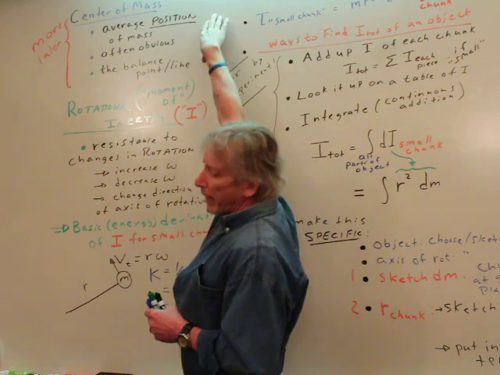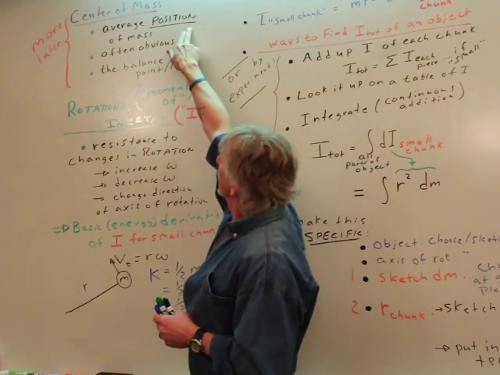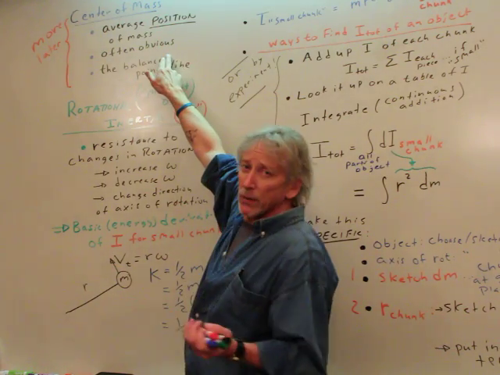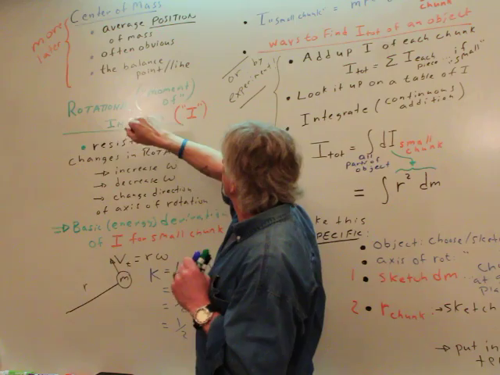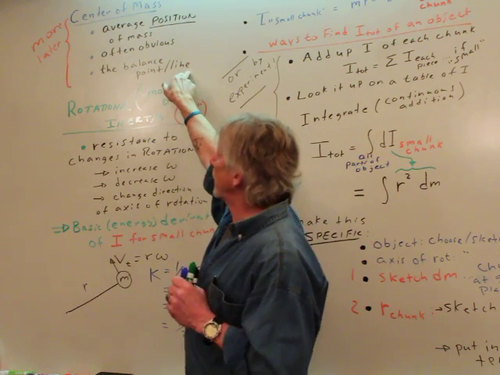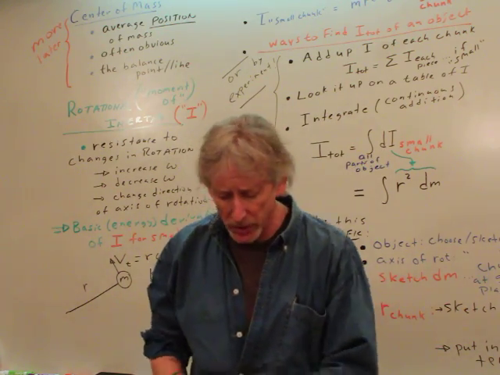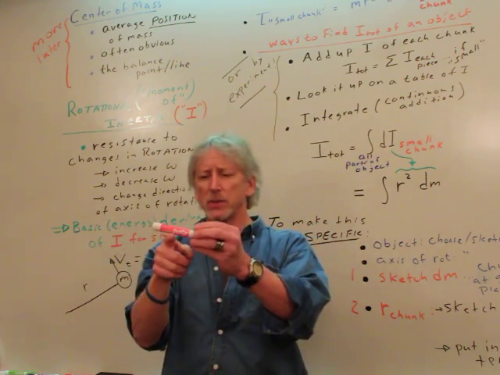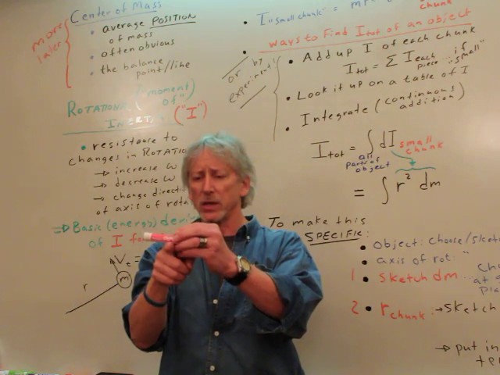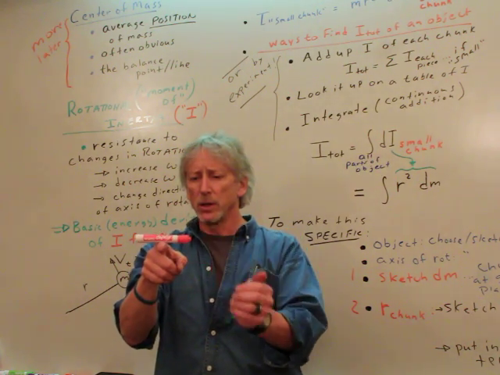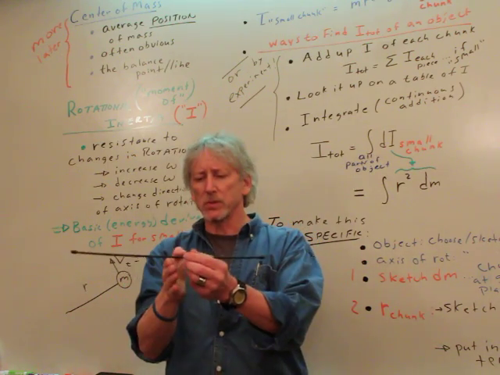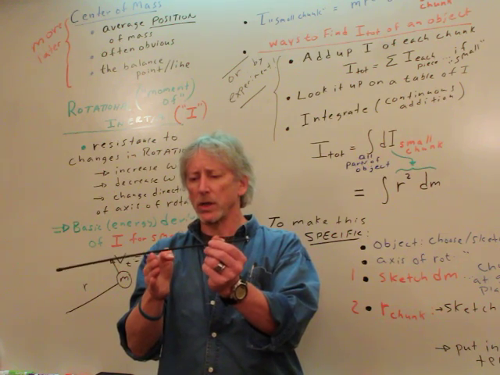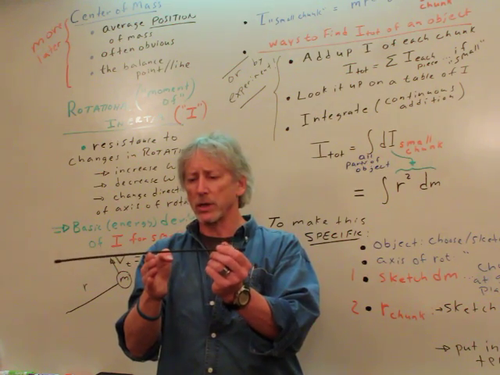So first off, center of mass is an average position of mass. It's often obvious, and so we're going to start with that. It's the balance point or line. Again, we'll do more later. If I look at something, I don't know exactly where that center of mass is, but I could probably find it if I could find the balance point. It's somewhere in there. So I can see that a little bit, and I can play with it.